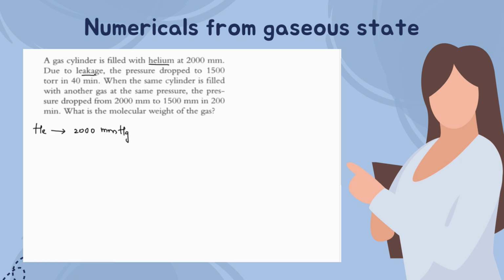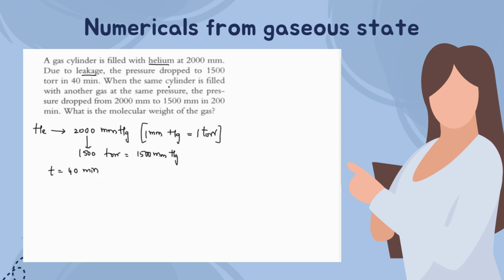Due to a leakage, so there's some hole in the cylinder, some gas got escaped from the cylinder, so the pressure cannot be the same obviously, so it gets decreased to 1500 torr. Initial pressure is in mm and the final pressure is in torr. Don't worry, mm of Hg is equal to torr. That means 1 mm of Hg is equal to 1 torr, which means 1500 torr is also equal to 1500 mm of Hg. And this decrease in the pressure has happened in 40 minutes of time for helium.